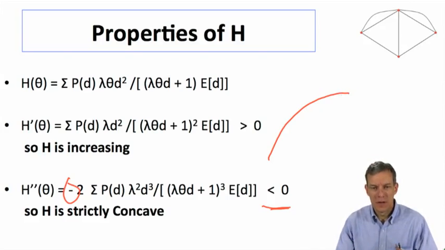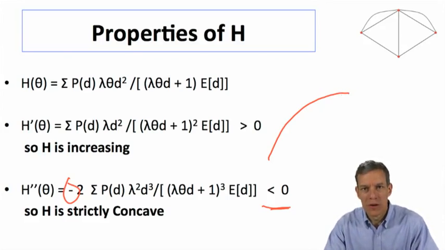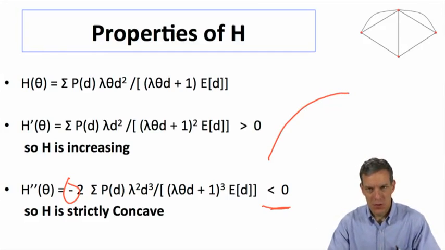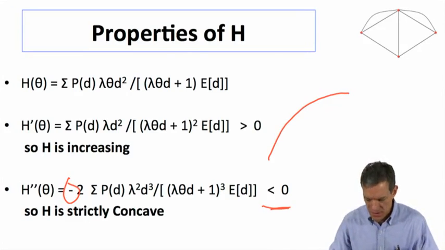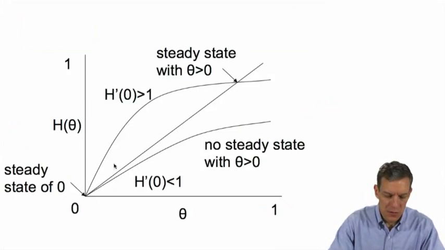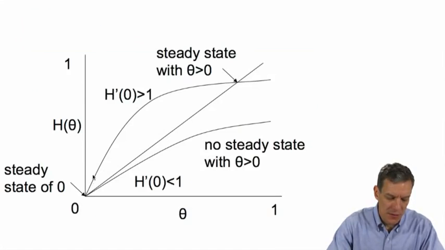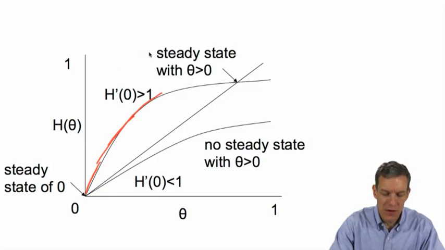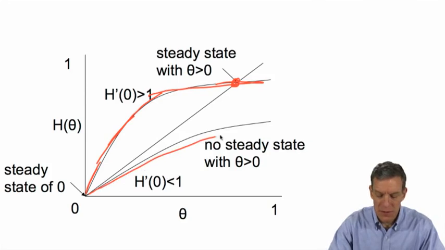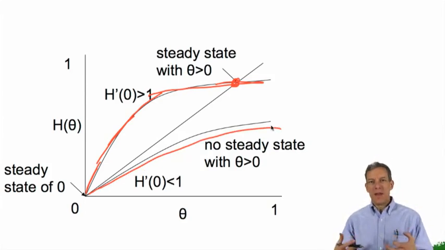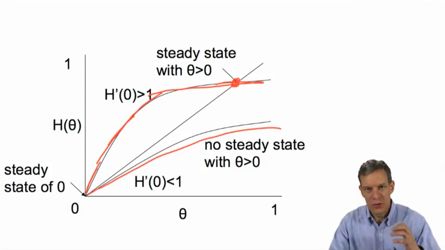And that's going to tell us that the picture that I was showing you before is an accurate picture. And then the question is, where is this going to hit and have an intersection? If H prime at 0 is bigger than 1, then initially it's going above the 45 degree line. Given it's strictly concave, either we're going to have a steady state all the way up at 1, or it'll cross somewhere and have a non-zero steady state. Or if H prime 0 is less than 1, then there's no possibility of sustaining an infection. The only theta solution is going to be 0.